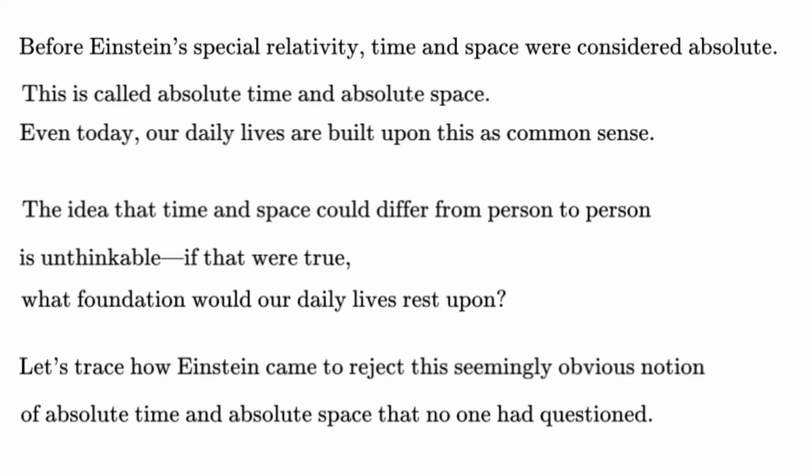Before Einstein's special relativity, time and space were considered absolute. This is called absolute time and absolute space. Even today, our daily lives are built upon this as common sense. The idea that time and space could differ from person to person is unthinkable. If that were true, what foundation would our daily lives rest upon? Let's trace how Einstein came to reject this seemingly obvious notion of absolute time and absolute space that no one had questioned.